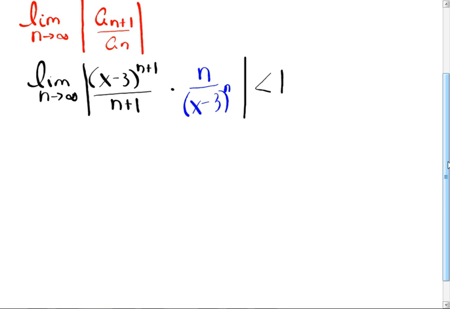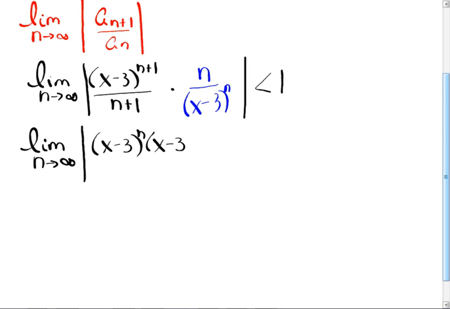Okay, we need the absolute value now. And so let's rewrite this. This is x minus 3 to the n times x minus 3. Are we okay with that? It's just properties of exponents. That's all you need to know about exponents. And now, what's going to go underneath that? Let's put the x minus 3 to the n underneath that, times n over n plus 1.